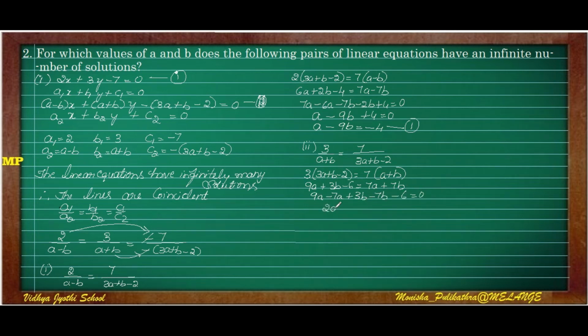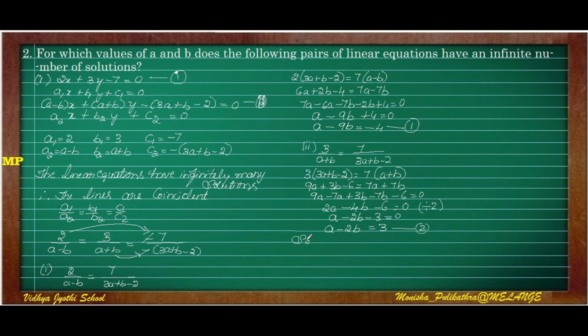9a minus 7a is 2a. Here minus 4b minus 6. Since all the numbers are divisible by 2, I will be dividing it by 2. So it will be a minus 2b minus 3 is equal to 0. I will be shifting minus 3 that side. So a minus 2b is equal to 3, which is equation number 2.